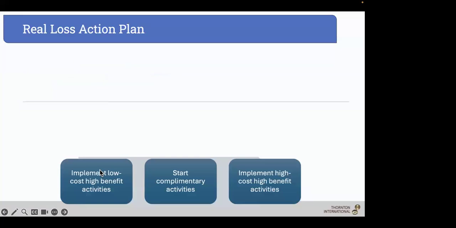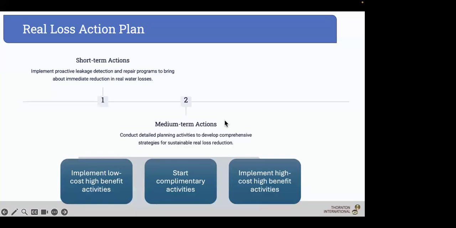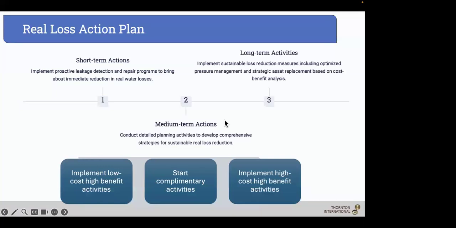We always think about implementing the low cost, high benefit activities first, and then complementary activities, and then high cost and high benefit activities. And you have short-term actions, mid-term actions, and long-term activities for each type of loss in your system, either real losses or apparent losses.